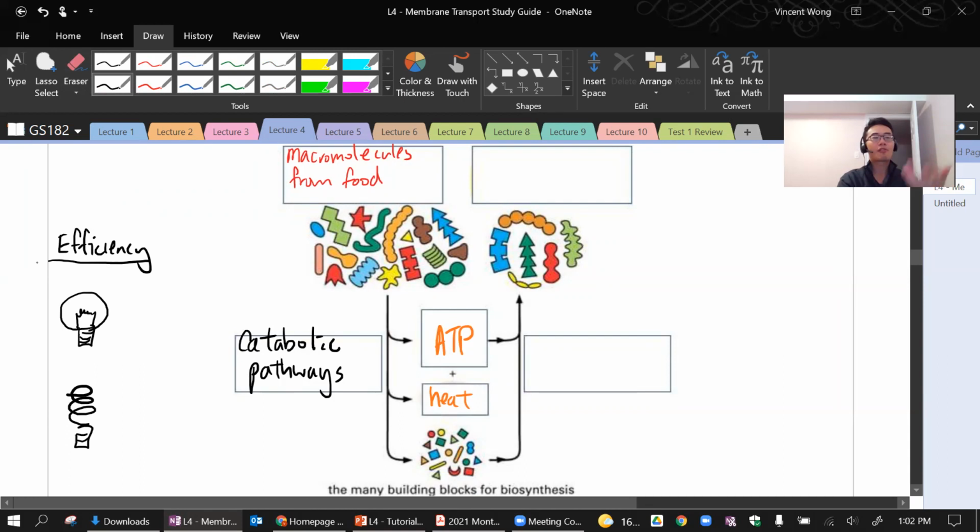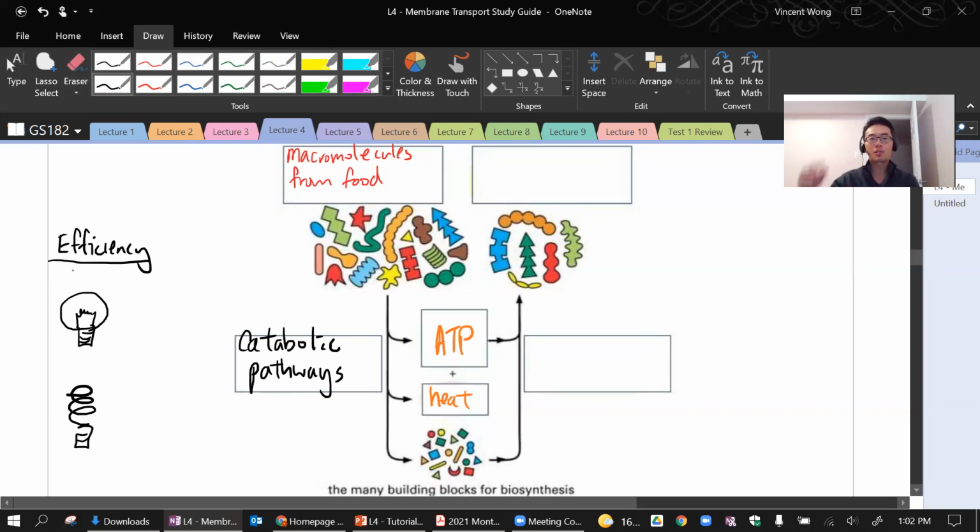So you turn these on for like 10 minutes and then you try to touch it. How does it feel? It's going to be hot. So the light bulb is very inefficient. It's less than 10% efficient. So what does that mean? Well, let's think about what the function of a light bulb is.